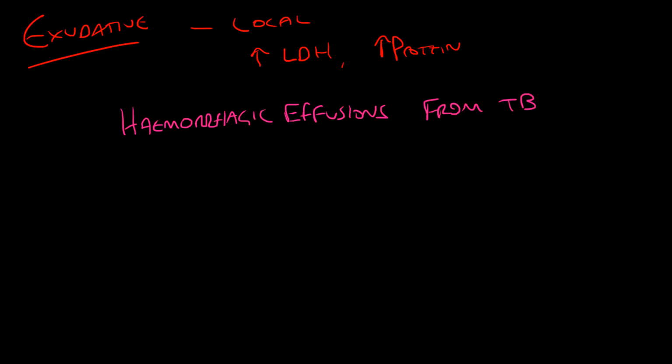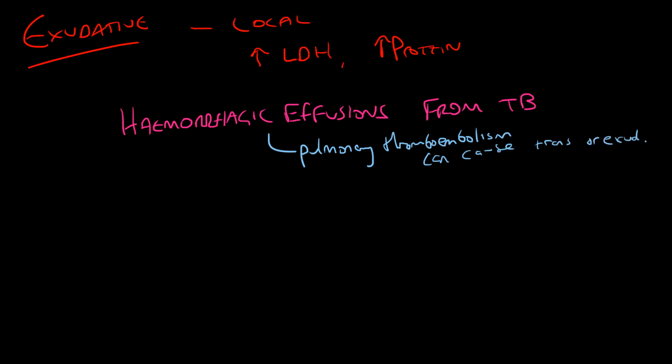Now, as we already know, an exudative process is normally a local process, and it is associated with increased LDH levels and increased protein levels in that fluid. It can also arise from a hemorrhagic effusion that's caused by tuberculosis, for example, but also with pulmonary thromboembolism, because that can cause a transudate or an exudative process, even from the hemorrhage associated with pulmonary thromboembolism.